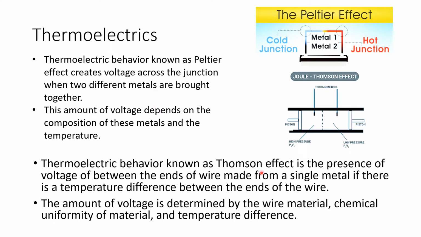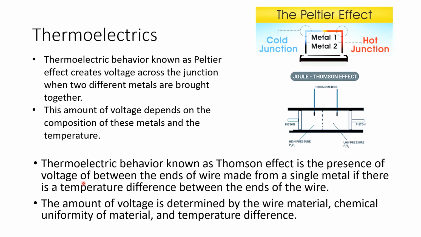And that's what we study. For Thomson, the same thing. But the way that we put them together is a little bit different. So this time we're going to see the presence of the voltage, and that voltage is now between the ends of the wire, made from a single metal. So the wires are made of metal. If you have a wire, you have two ends. So we've got voltage in between the two ends.